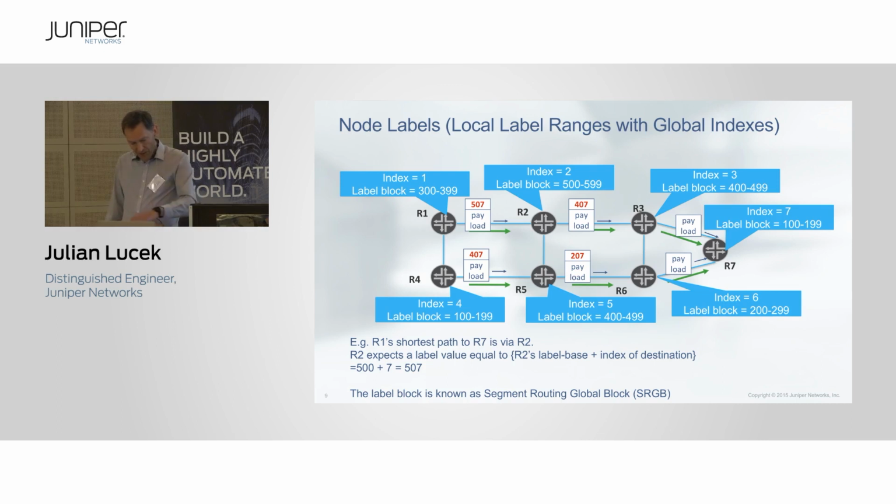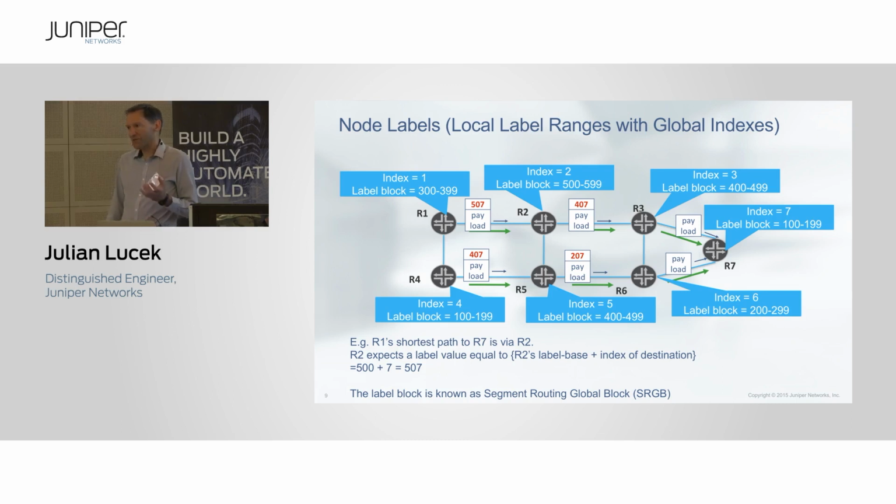And so by way of example, R1 wants to send to R7 using the shortest path. It identifies its shortest path neighbour towards R7, which is router R2. And so what it does is it says, okay, what's the label block that's been advertised by R2? Because these label blocks are advertised in the IGP. And this label block is from 500 to 599. And what R1 also needs to know is the index of the final destination route, which is R7. And so it adds this value of 7 to the value of the label block of the nearest neighbour router. 500 plus 7 equals 507.